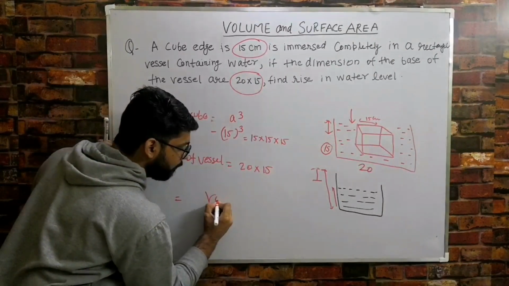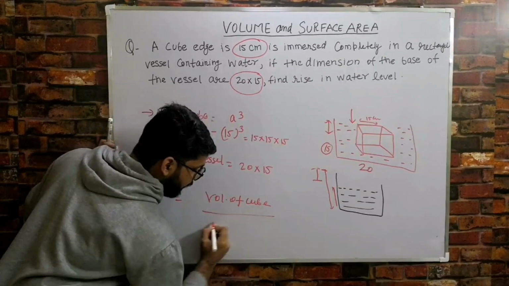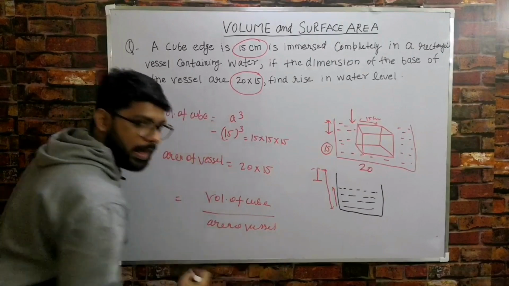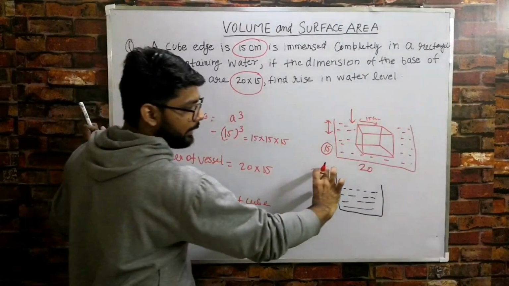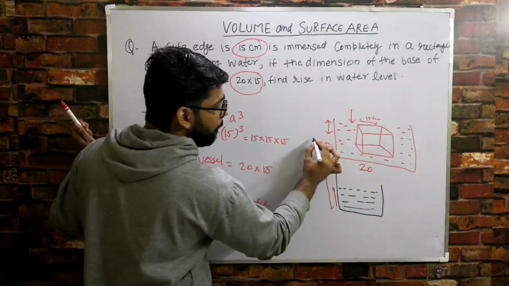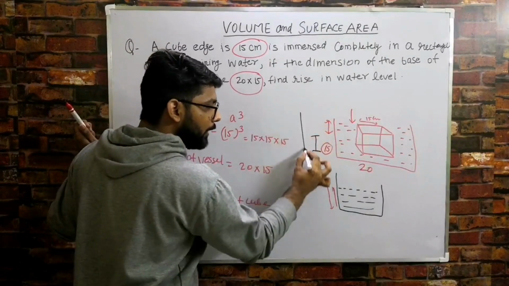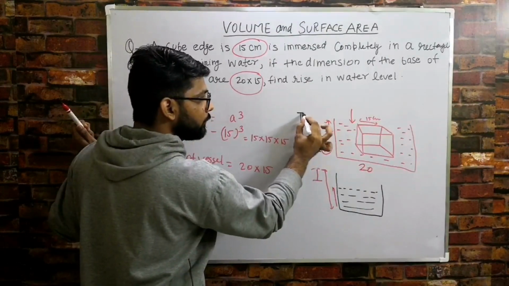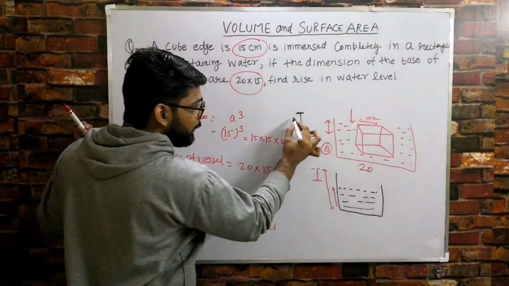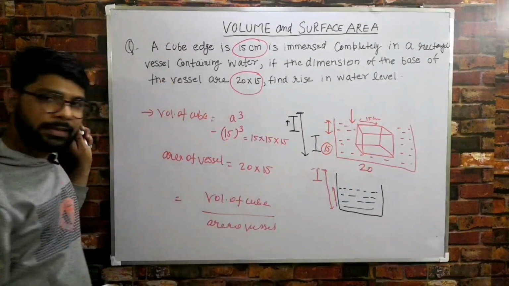Now, what we will do? We divide the volume of cube divided by area of vessel. क्योंकि हमें height निकालनी है, कितना water level increase हुआ है. अगर मैं इस figure में भी देखता हूँ, अगर cube डालने से पहले water level इतना है और cube डालने के बाद water level इतना हो जाता है. This is the water level. Then we have to find the increase in the height. This is the increase in the height. तो हमें ये height निकालना है, कितना increase हुआ है height में.